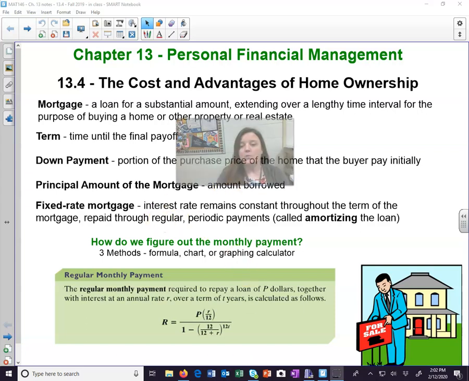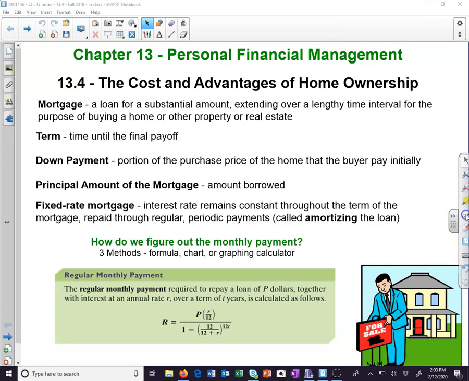All right. So this section is also going to be helpful when you're looking at your mortgage project, right? Because this is all about mortgages. So here we have a few of the terms that we're going to see for this section really. Mortgage is just a loan for a substantial amount, right? So typically we're talking about a home, maybe a lot of land or whatever, but usually we're talking about a home.